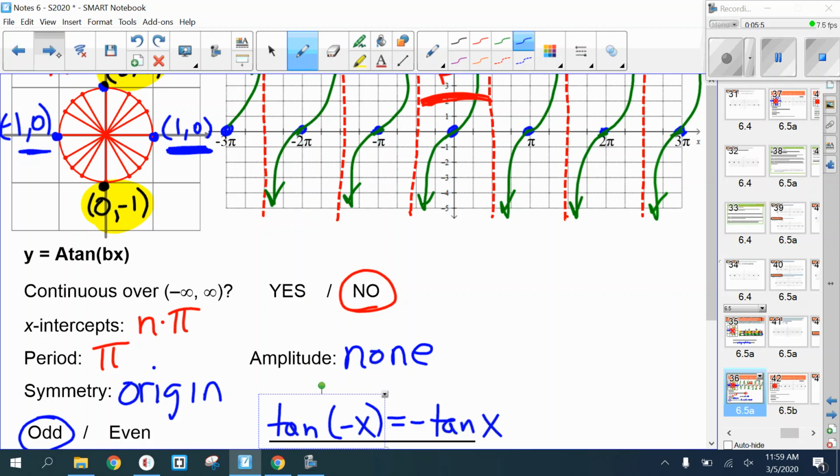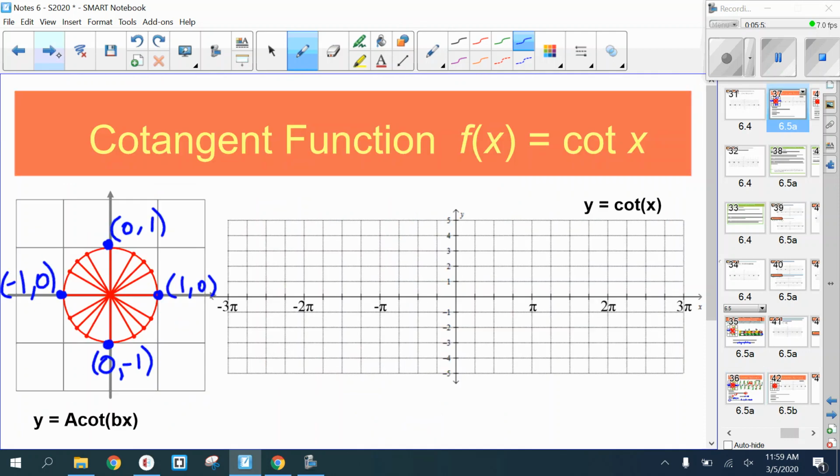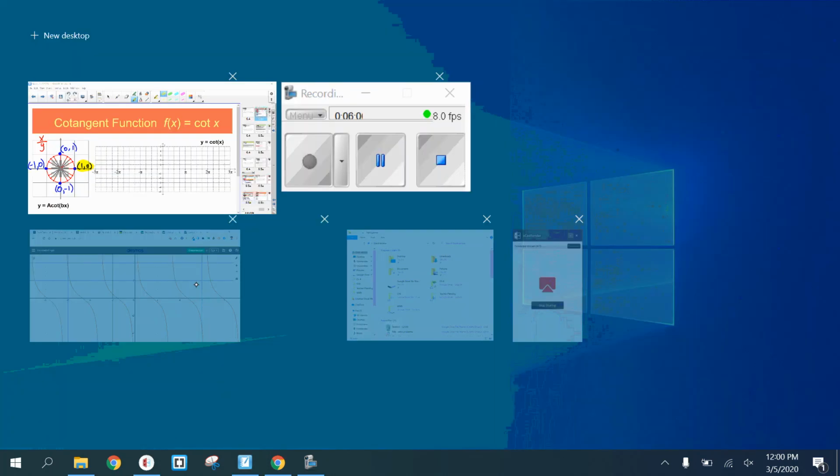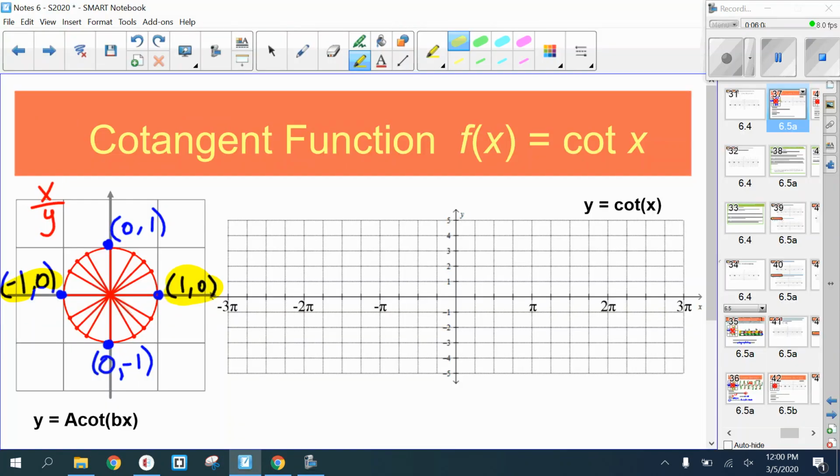So now let's do the same for a cotangent. So cotangent, we know cotangent is x over y. So if you look at x over y, then there's going to be asymptotes anywhere where y would equal 0. When you get 0 on the bottom, that's going to be bad news. That's going to be asymptotes. So there would be an asymptote at an angle of 0 and an angle of pi. That's what I just highlighted, 0 and pi.